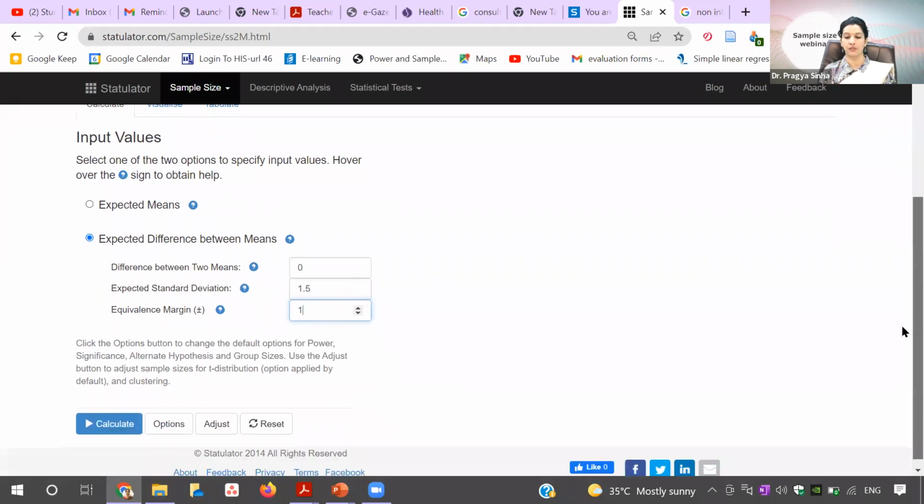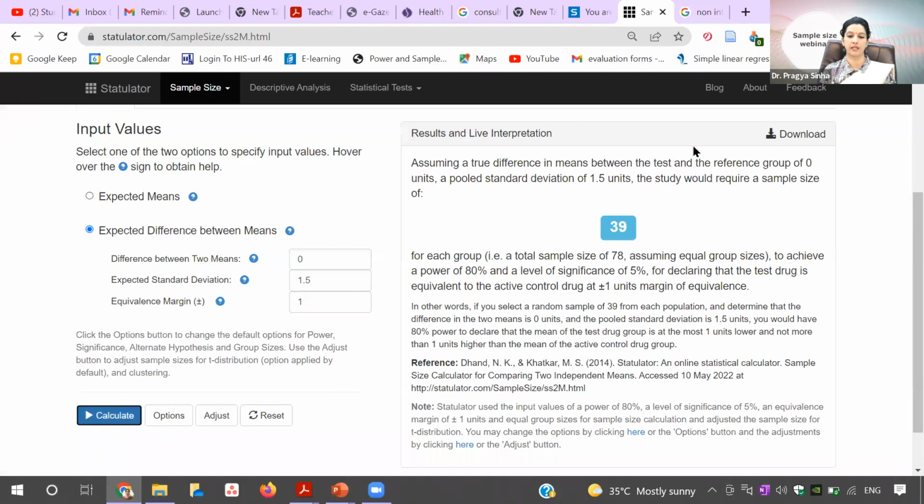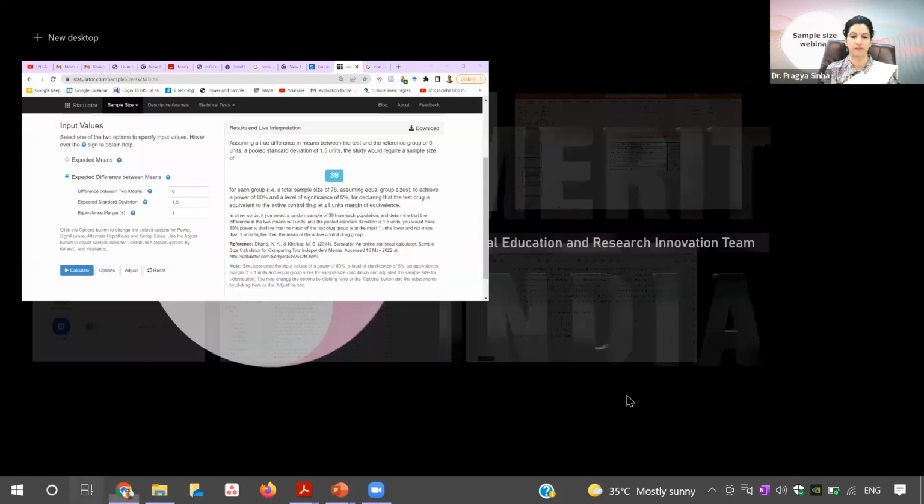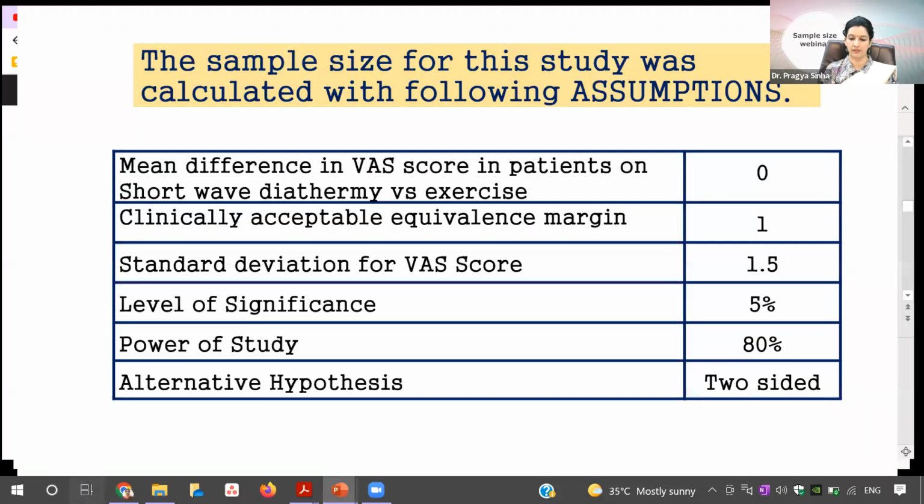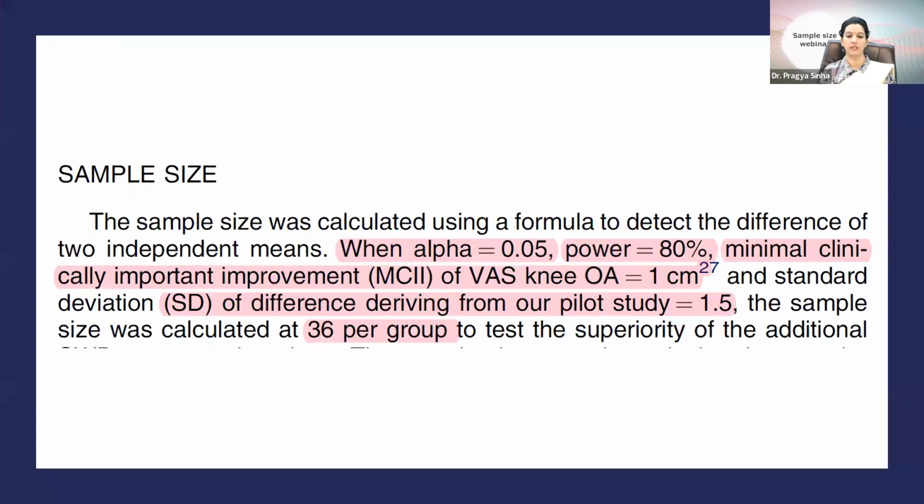And then you calculate, because alpha and beta are the same, so it was 39. In this case, you see the calculated sample size they have reported is 36. So it is very much similar. Maybe, I don't know why there is some discrepancy, but again, this is very near to 36 or 39. Yes, Deepa, you are right.